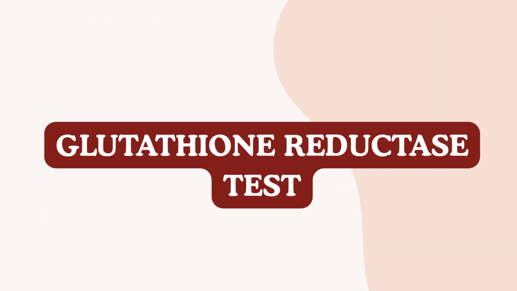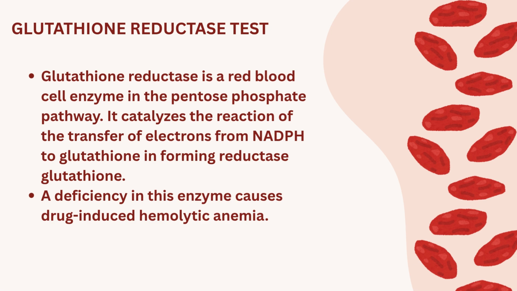Now, the next test is the glutathione reductase test. Glutathione reductase is a red blood cell enzyme in the pentose phosphate pathway. It catalyzes the transfer of electrons from NADPH to glutathione in forming reduced glutathione. A deficiency in this enzyme causes drug-induced hemolytic anemia.